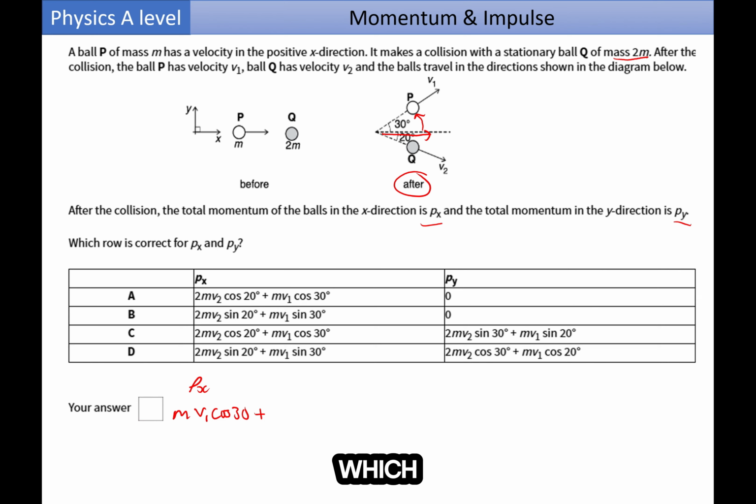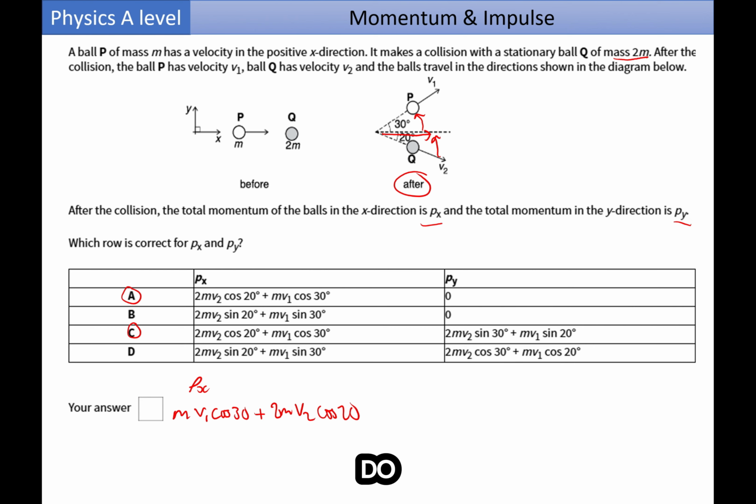We have q, which has a mass of 2m, and the velocity is going to be v2, and again it's the horizontal component through the angle of 20, so that's going to be cos again, and that's cos of 20. So the only line that shows that clearly is A and C.